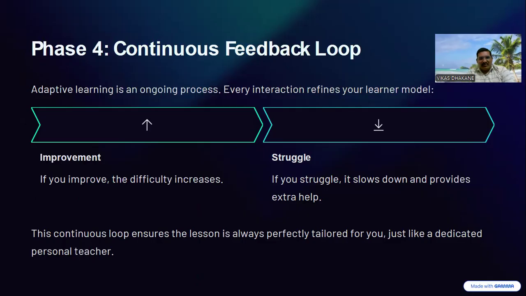If the learner improves, then the AI system gives more difficult questions. If the learner struggles, then the AI system will slow down the difficulty and again try to explain the concept in a more understandable way to the learners. So this is just like a dedicated personal teacher for the student or the learners.